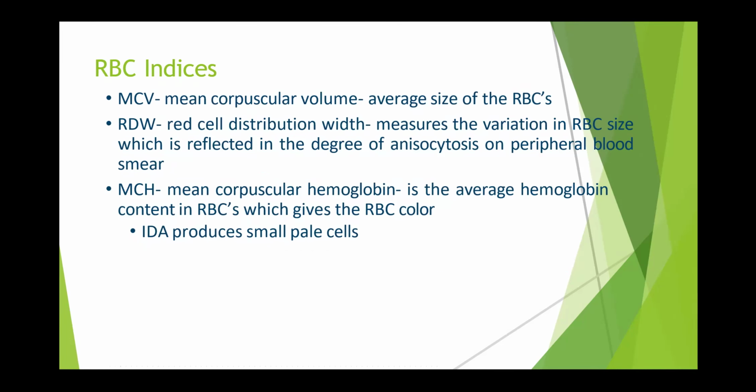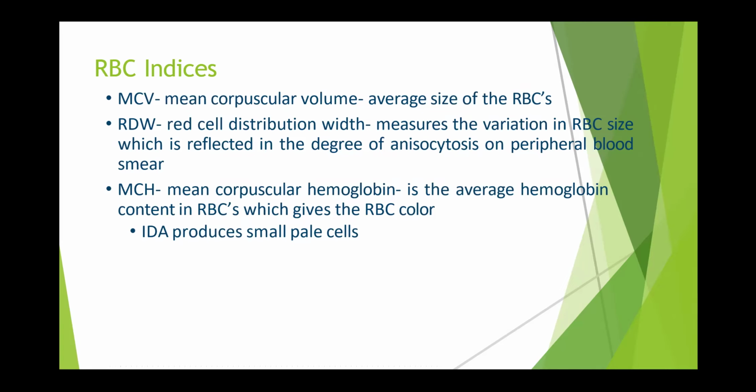So what are these indices, the MCV and the MCH? MCV on that CBC means mean corpuscular volume. That means what is the average size of your red blood cells? RDW is the red cell distribution width. It measures the variation in red blood cell sizes reflected in the degree of the cytosis on the peripheral blood smear. And then MCH is mean corpuscular hemoglobin. That's the average hemoglobin content in red blood cells, which gives them their color, the red, right?